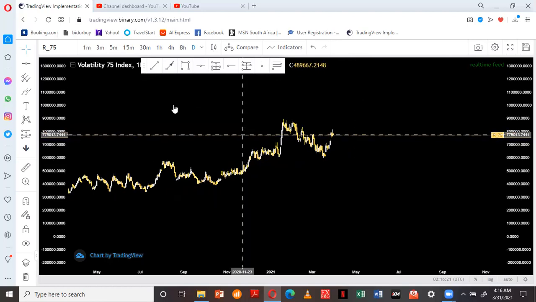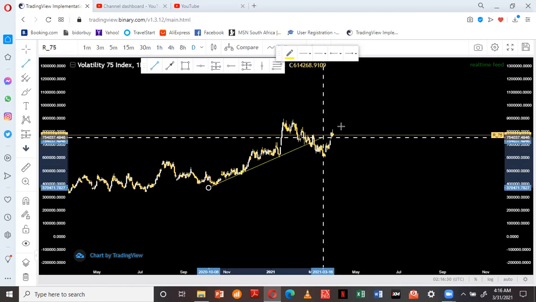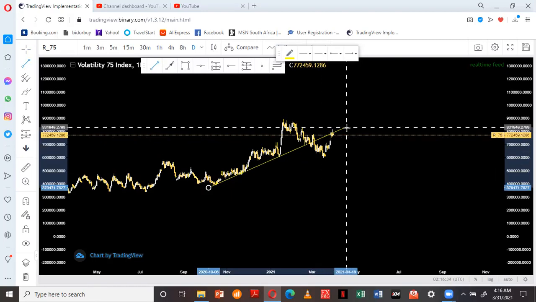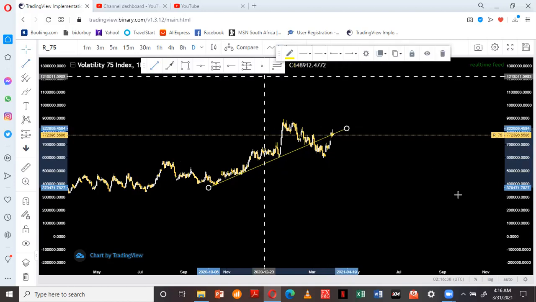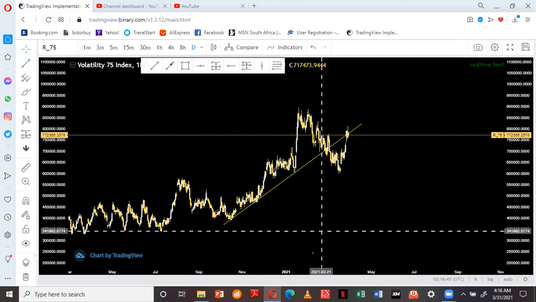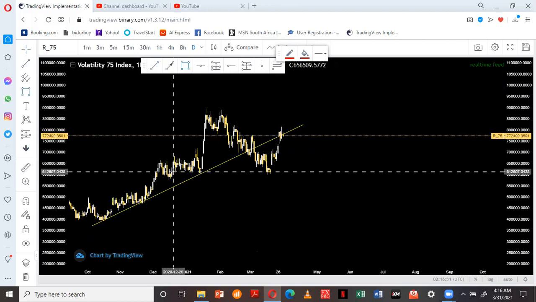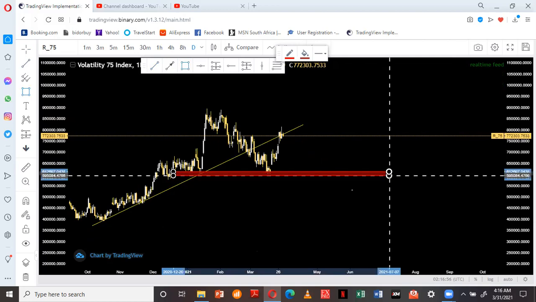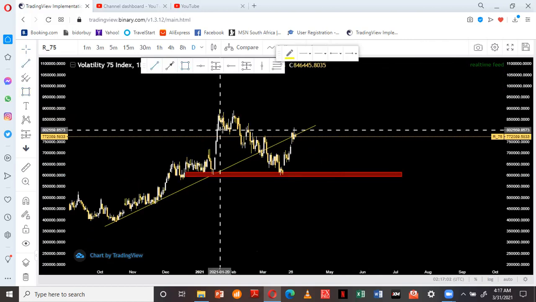So now looking at the charts or the trend, we are on the daily chart. We can see that Volatility 75 Index has made its way down before, broke out of this trend line, made its way down and approached this support level here. From that level, it went straight up.